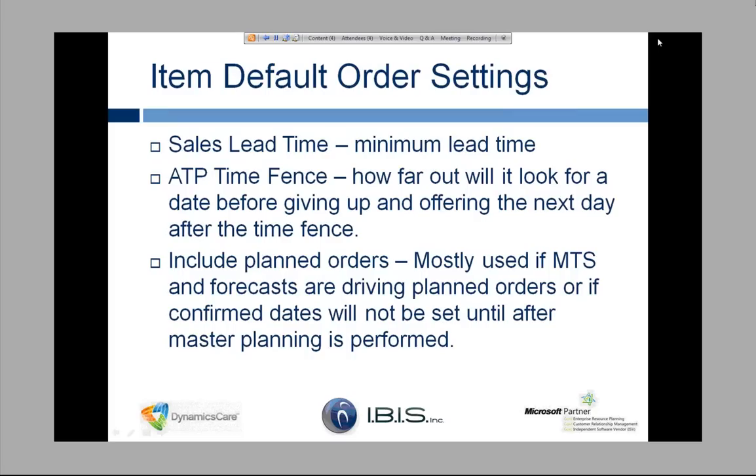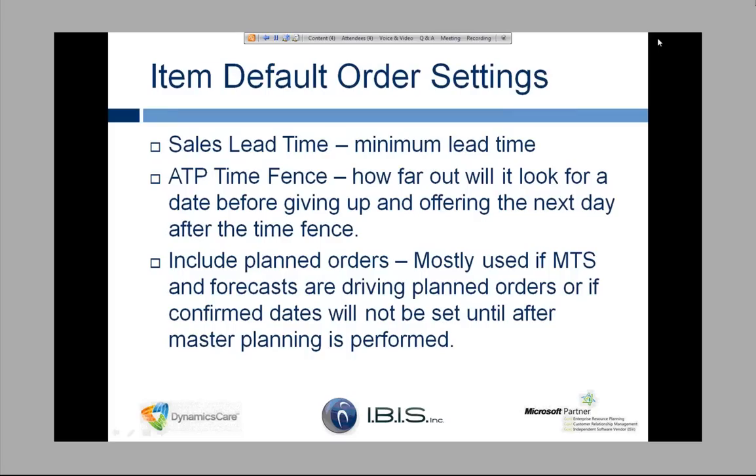Now, one option that you have is also to include planned orders. This is mostly used if you're in a make-to-stock situation, and you may have forecasts that are driving planned orders, or if confirmed dates will not be set up until after master planning is performed. So if you're make-to-stock and you've got a forecast out there, you've probably already got planned orders to support the forecast. When ATP looks at that and you have it set to include planned orders, it sees that there's a planned order due to be supplied on a certain day, and it uses that as available inventory.